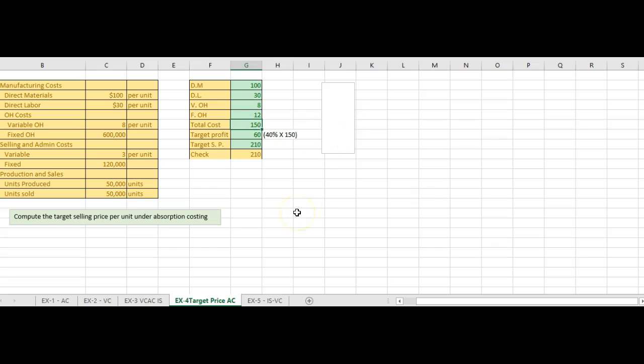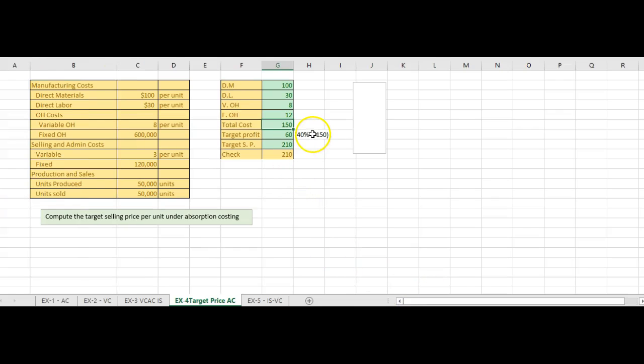Now, what if I want to mark that up 40%? What's my target price going to be? And that comes out to be 40% times this cost here of 150, or 60, if you multiply it out, and you have a target selling price of $210. So I hope that kind of ties this all together for you. So next I will do the review for you.